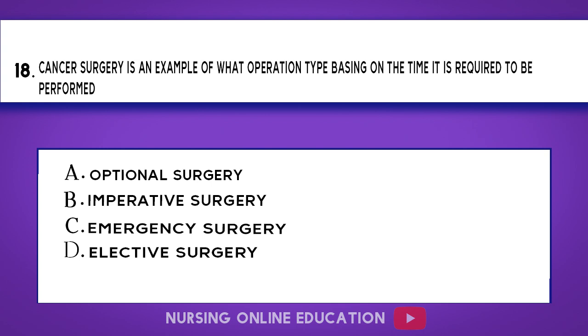18. Cancer surgery is an example of what operation type based on the time it is required to be performed? A. Optional surgery. B. Imperative surgery. C. Emergency surgery. D. Elective surgery. The answer is option B, imperative surgery.